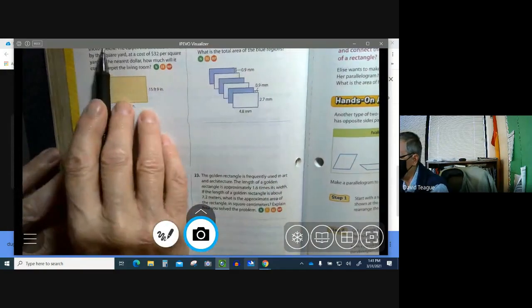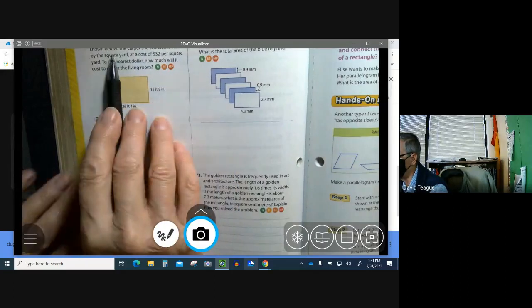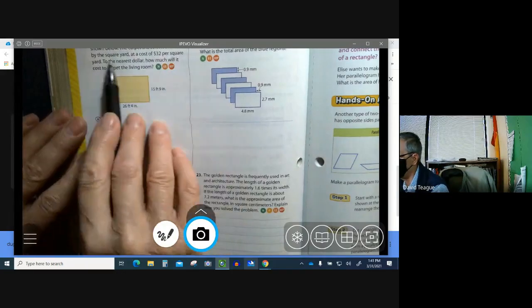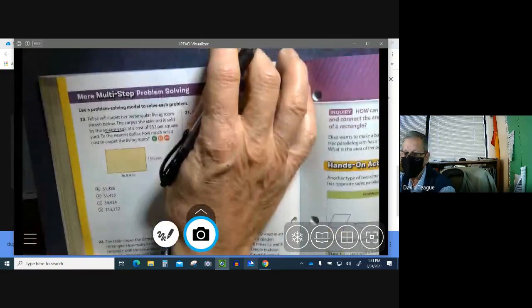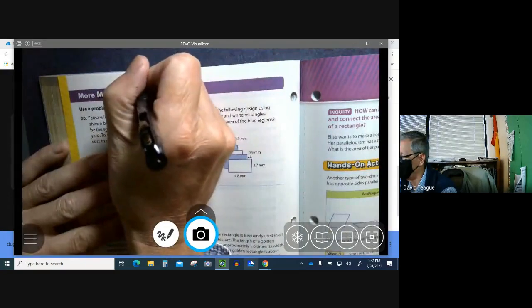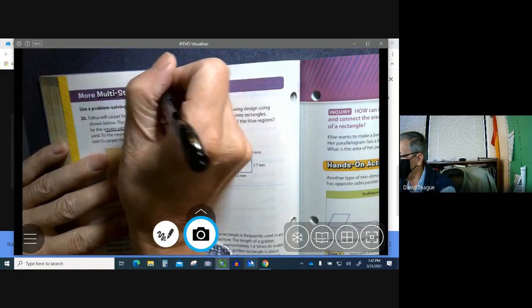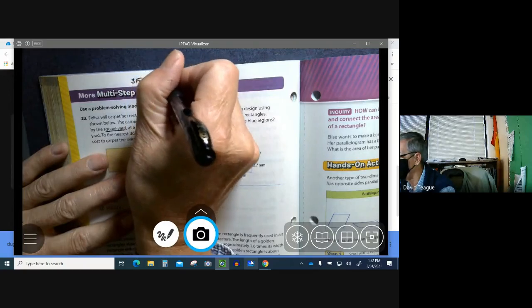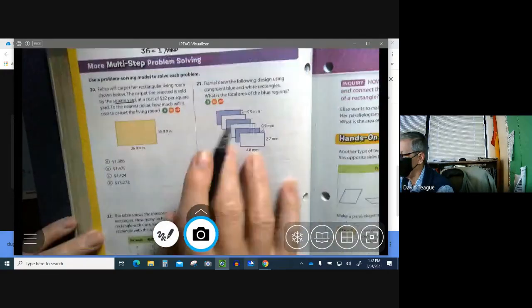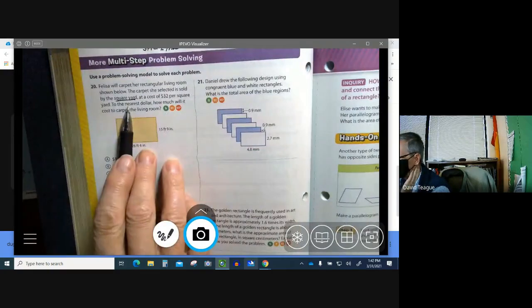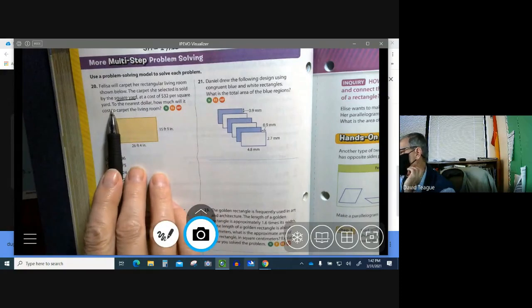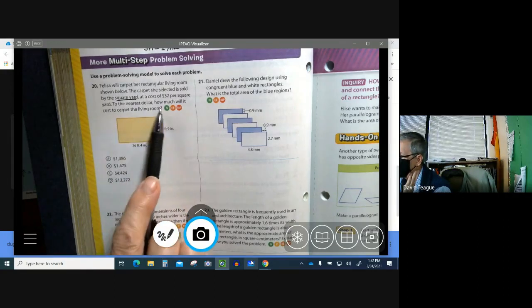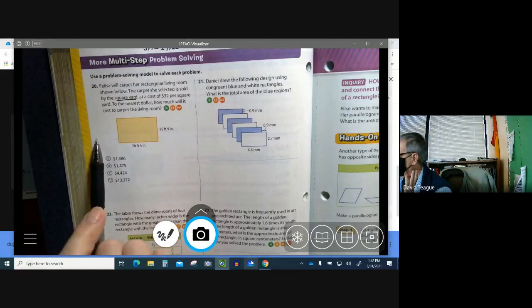Number 20: Felicia will carpet her rectangular living room shown below. The carpet she selected is sold by the square yard. Can somebody tell me how many feet are in a yard? There's 3 feet to the yard. Which is bigger, a square foot or a square yard? A square yard is bigger. But most carpet is sold by the square yard, at a cost of $32 per square yard. It's not bad carpet. You can pay a lot more for a square yard of carpet. To the nearest dollar, how much will it cost to carpet her living room?